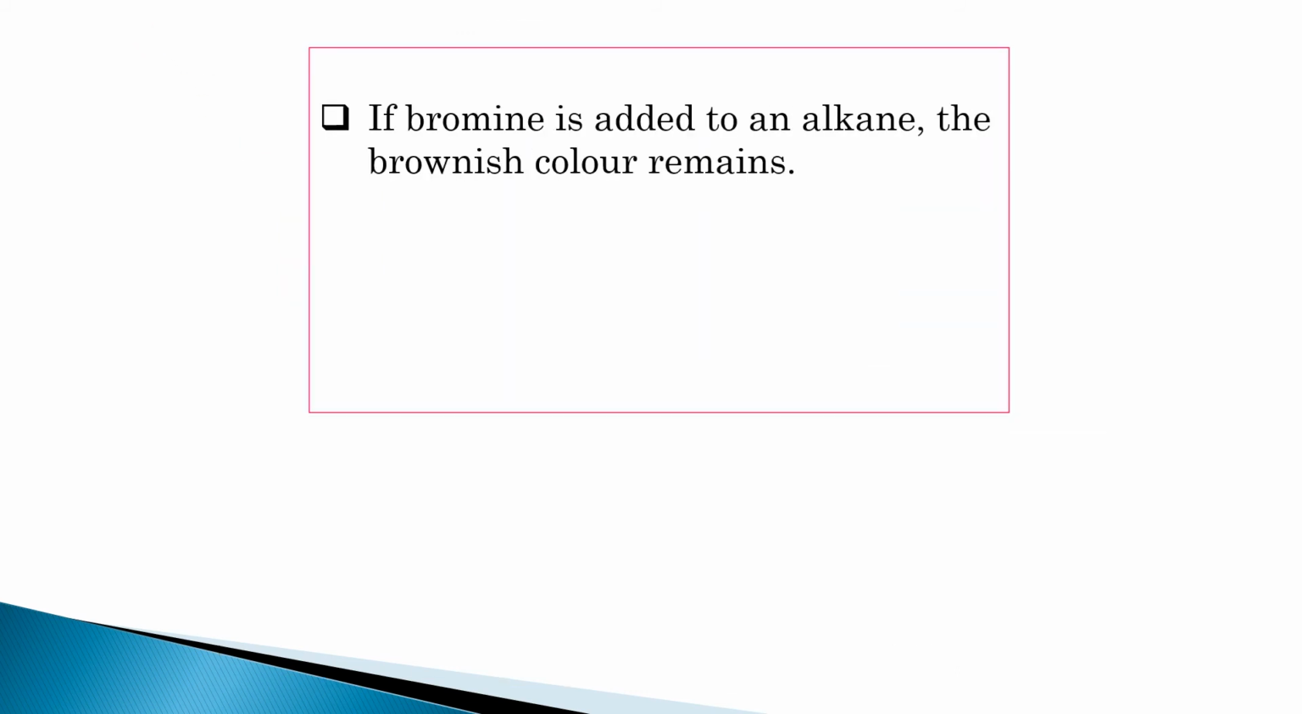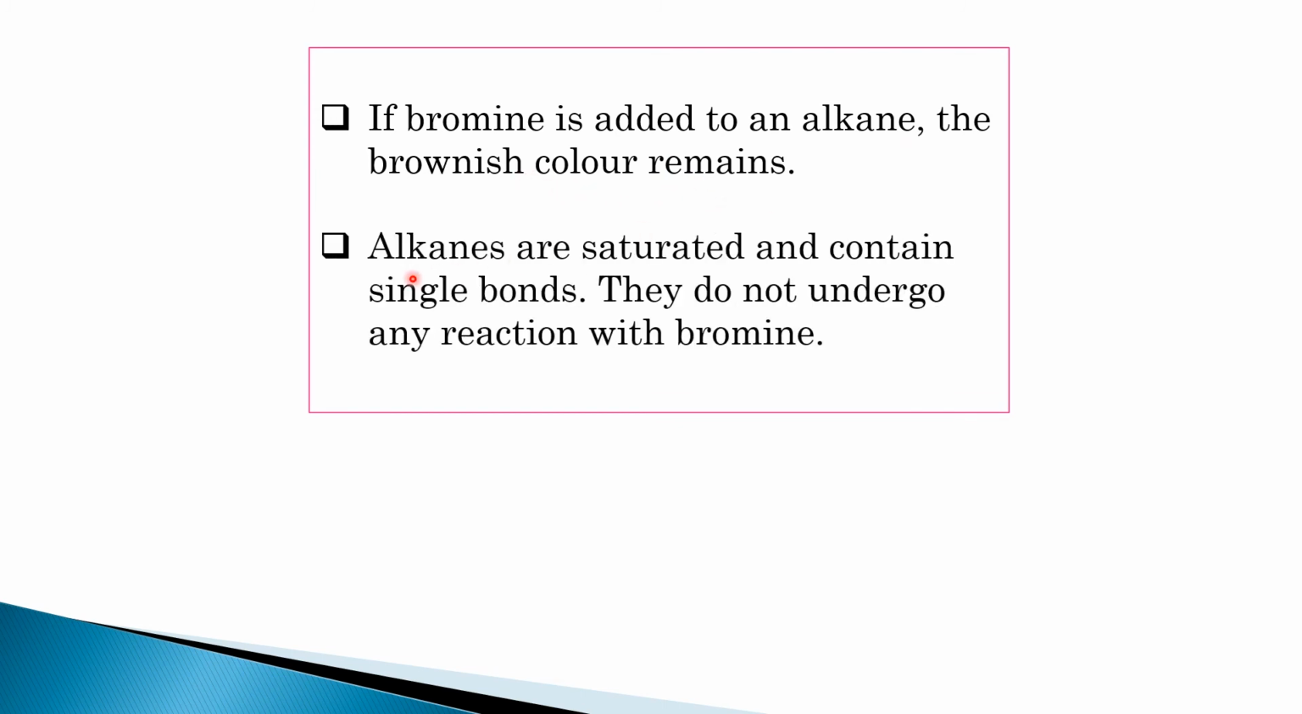So, if bromine is added to an alkane, the brownish color remains or does not disappear. Alkanes are saturated and contain single bonds. They do not undergo any reaction with bromine.